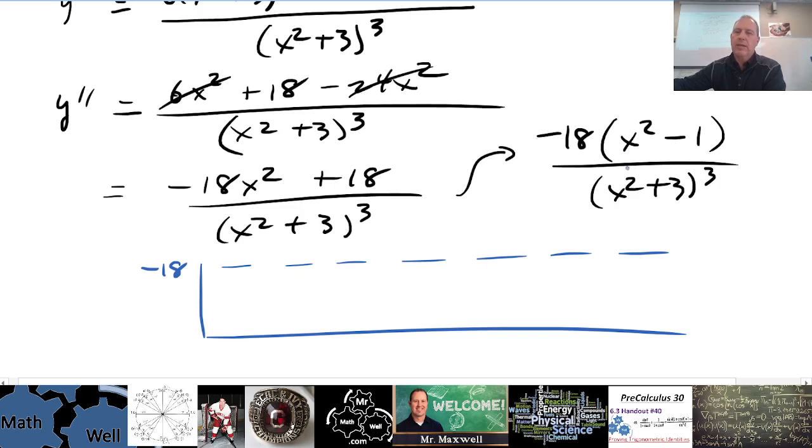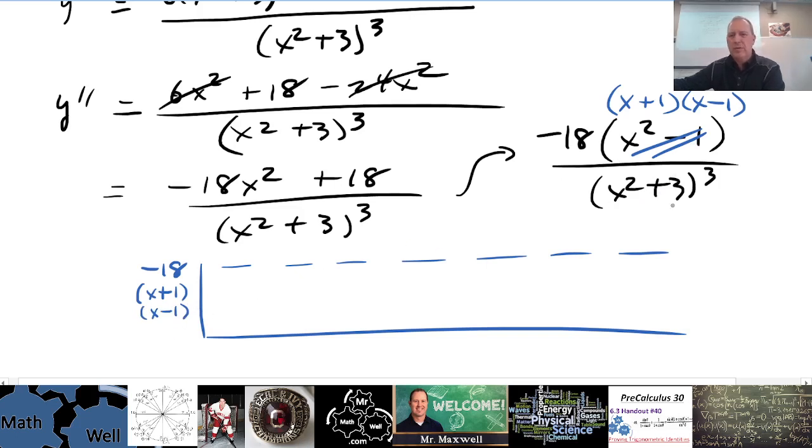Now, x squared minus 1, you could factor this further into x plus 1 and x minus 1, right? That's a difference of squares. So technically, we could do that, and I think I might do that, and maybe it'll be a little simpler.